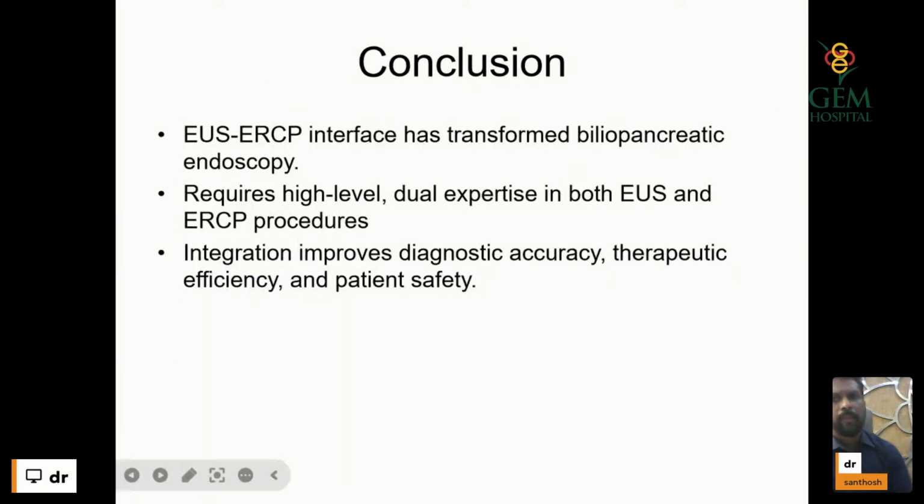So conclusion. So the EUS ERCP interface has transformed the management of biliary pancreatic diseases, and it requires high level and dual expertise in both EUS and ERCP. Integration improves diagnostic accuracy and also therapeutic efficiency and also patient safety.